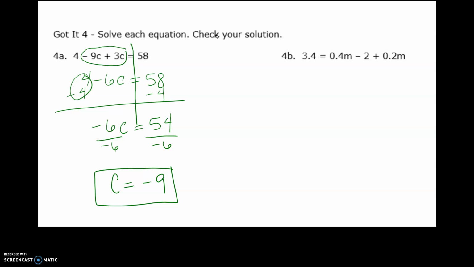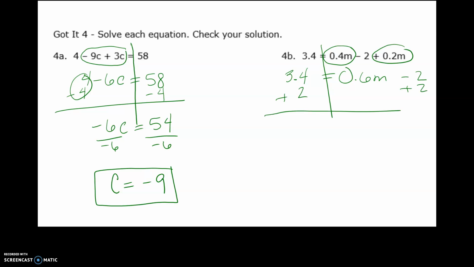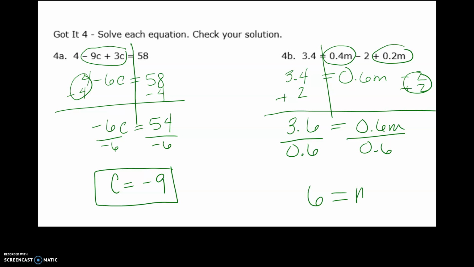Same thing over here. I have this 0.4m and this 0.2m. I would immediately simplify that. So I have 0.6m minus 2 equals 3.4. I'm going to add 2 to both sides. Divide by that 0.6. I get 6 equals m.